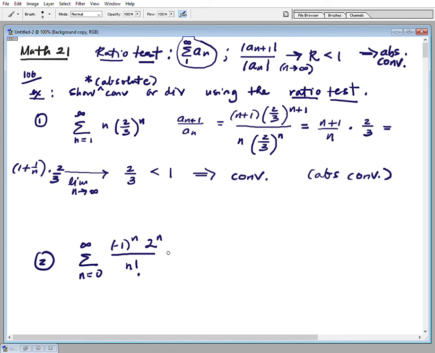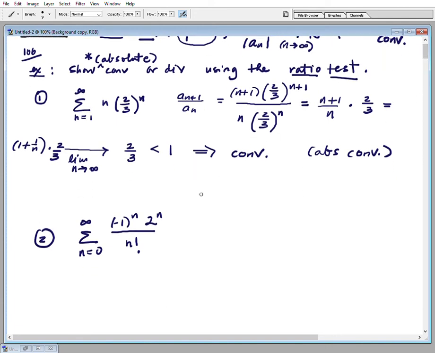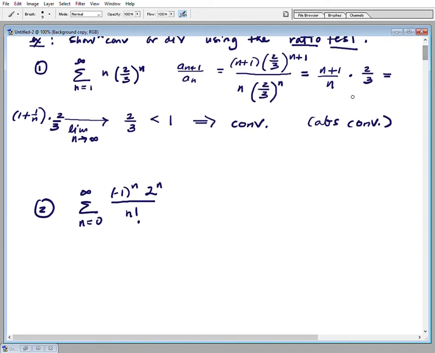Okay, let's look at this one. You should recognize when the ratio test could be used. Very often the problems contain n factorial, and they contain something like 2 to the n, 3 to the n. Those are typical problems where the ratio test is used. And usually you have factors. You don't have things added together.